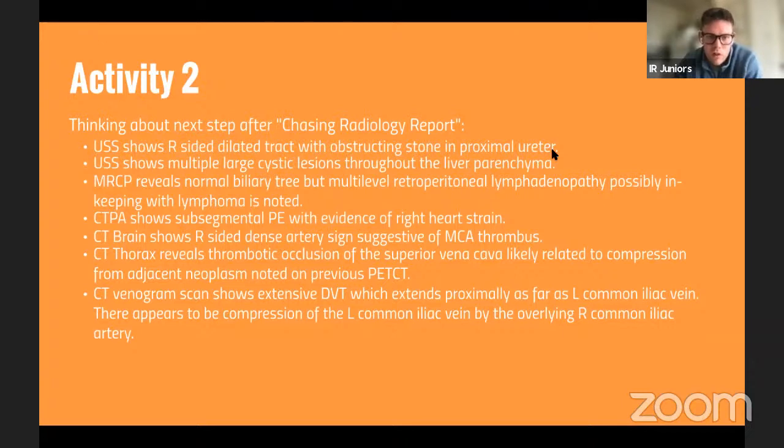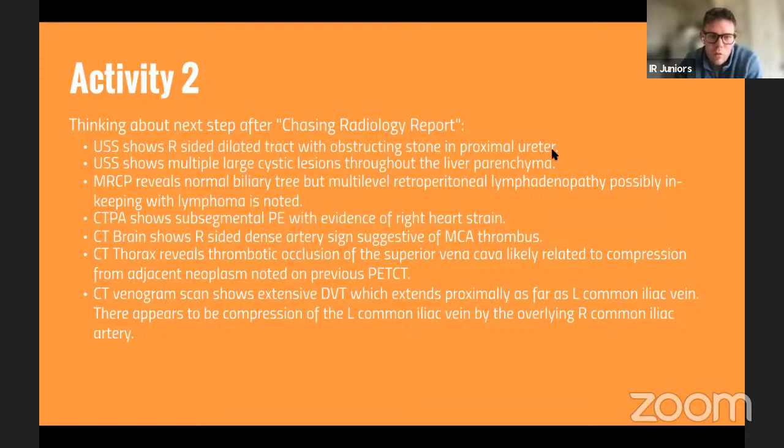Ultrasound shows multiple large cystic lesions throughout the liver parenchyma. On ultrasound showing multiple cysts like this, very likely the patient will need at least an MRI. Whether that's needed, very likely will be next day, but escalating to a senior about this and letting them know that there's an abnormal report would be useful as well.